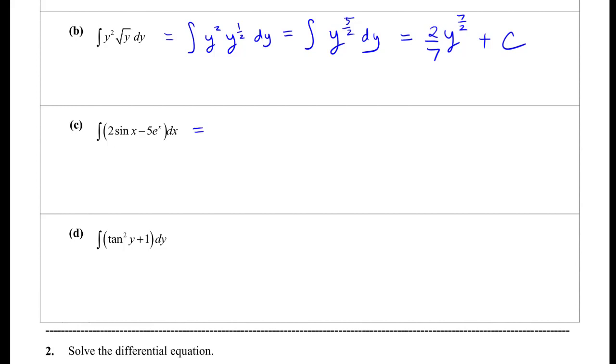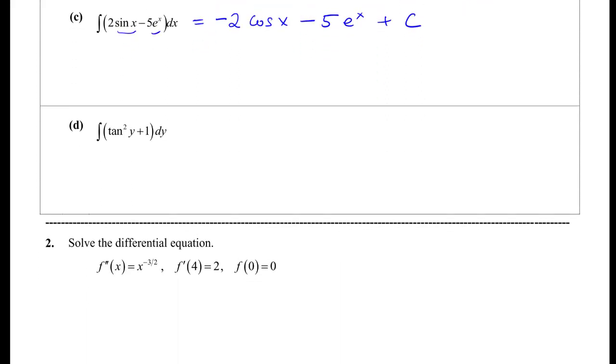So integrating 2 sine x, I have a multiplicative 2. Then I want to integrate sine x. Well, that would come from cosine x, but the problem is cosine gives negative sine on derivative, so I need a negative to make up for that. So that gives me negative 2 cosine x. Then minus, I have a multiplicative 5, and then I want to integrate e to the x. But e to the x just comes from itself, so I get e to the x, and I have a plus c, and it's done.